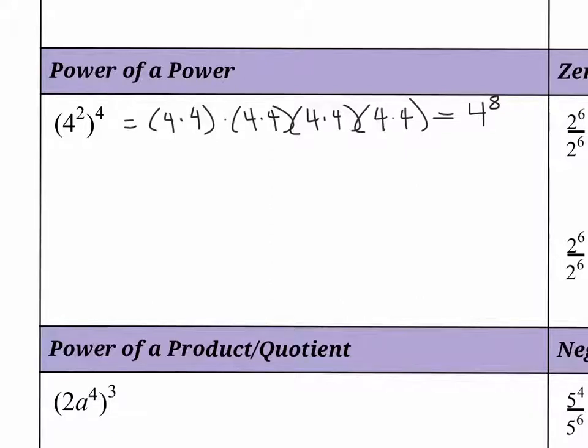So what's a faster way? What's a simpler way? 4 squared 4 times. How can I get 8? Well, I can just multiply the exponents. So when we have an exponent raised to another exponent, a shortcut is just multiplying the two exponents, and we get 4 to the power of 8.